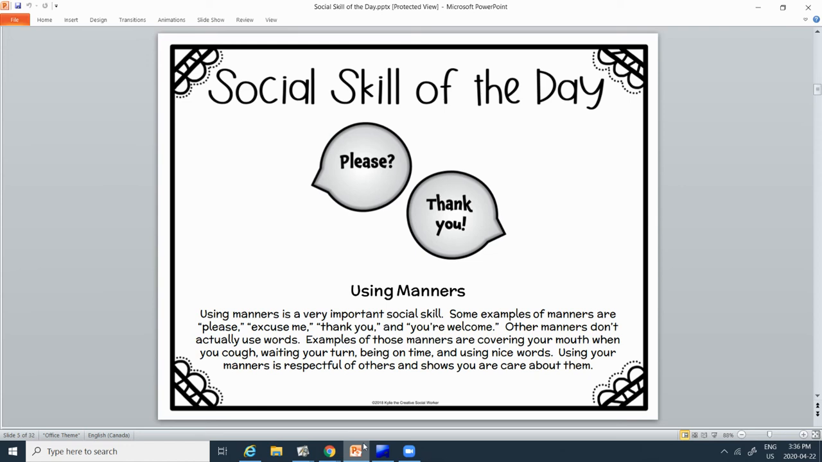Other manners don't actually use words. Examples of those manners are covering your mouth when you cough, very important, waiting your turn, being on time, and using nice words. Using your manners is respectful of others and shows you care about them. So what I'd like you to do today is to practice using please, excuse me, thank you, and you're welcome when you're talking to your family. And definitely practice covering your mouth when you cough. So either coughing into your elbow or coughing into a tissue.